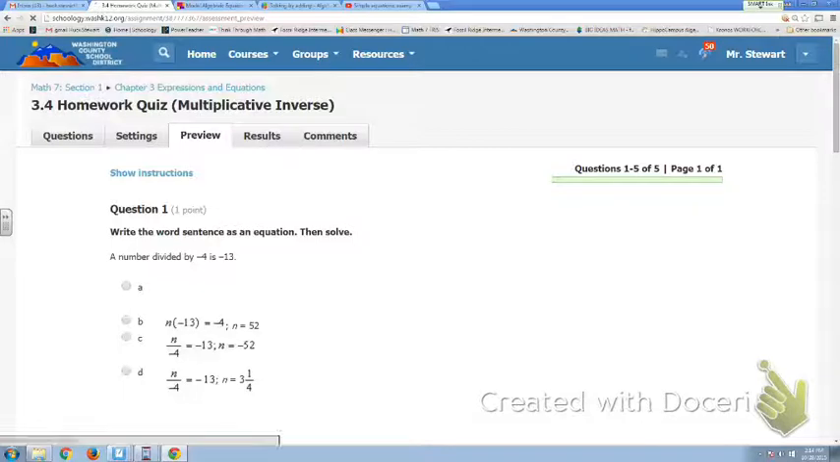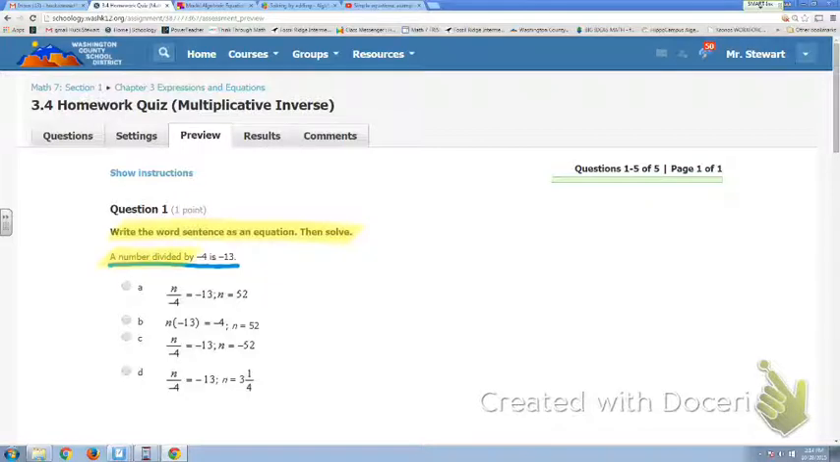Okay. Question number 1 reads, write the word sentence as an equation and then solve. This is a multiple choice question, and the sentence reads, a number divided by -4 is -13. So there's a few key phrases you need to understand. When it's just referring to just a number, that's your unknown.